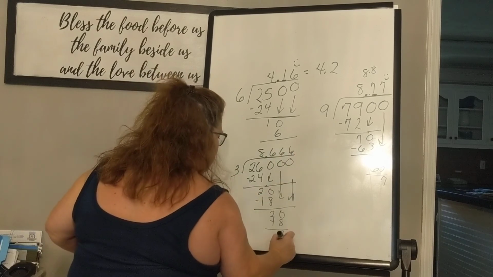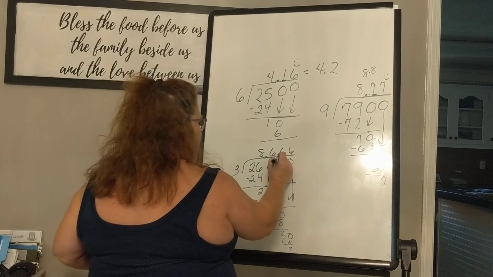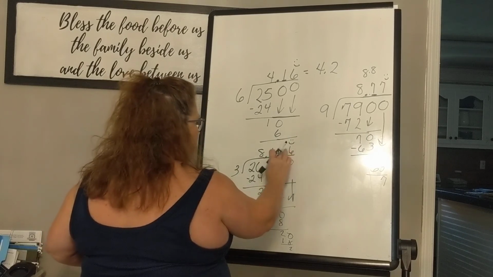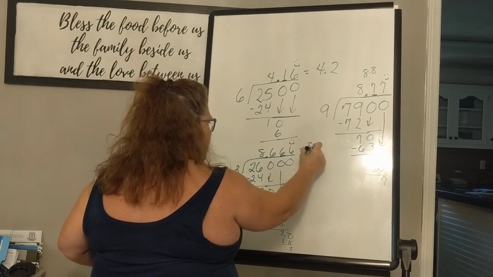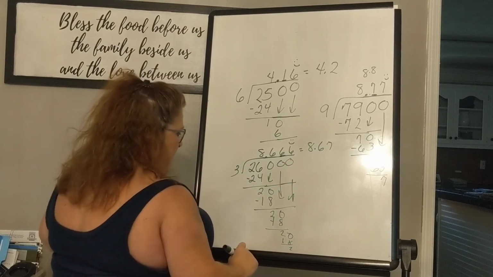6 times 3 is 18. 10 minus 2 is 8. So 6, this is where we're rounding, the hundredths place. This is our looker digit. It's 5 or above, so we will add 1 to the place we're rounding. 6 plus 1 is 7, so it equals 8.6. Add our 1 here, 7, okay?